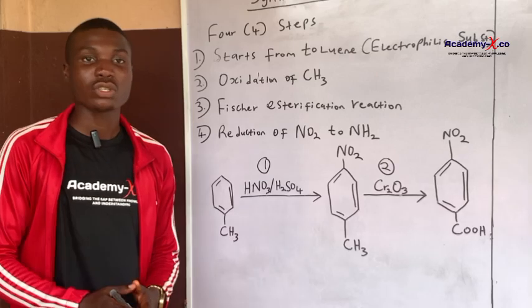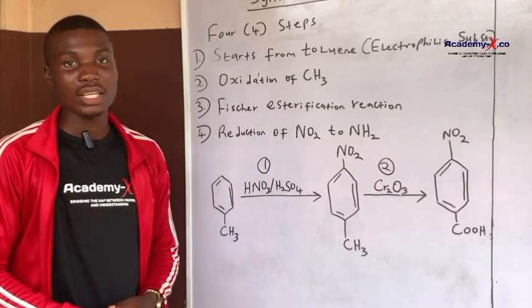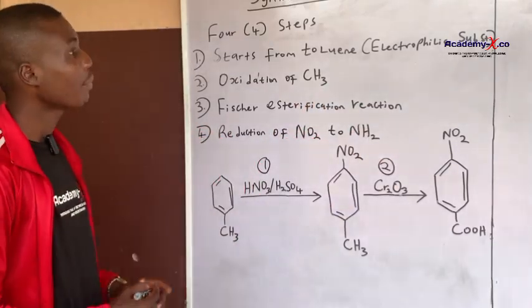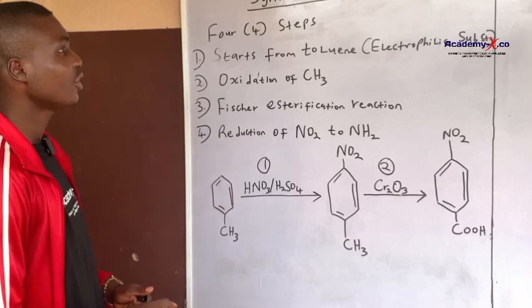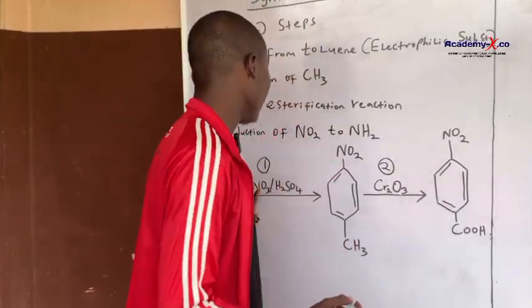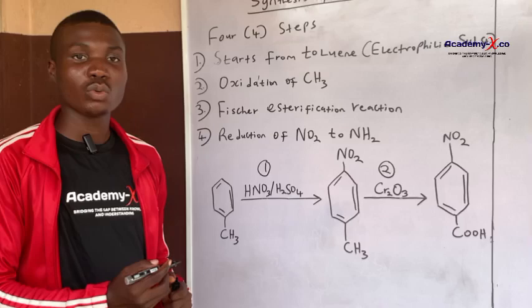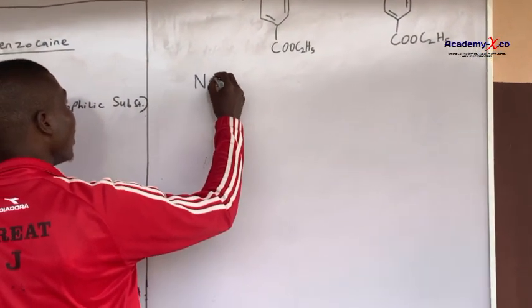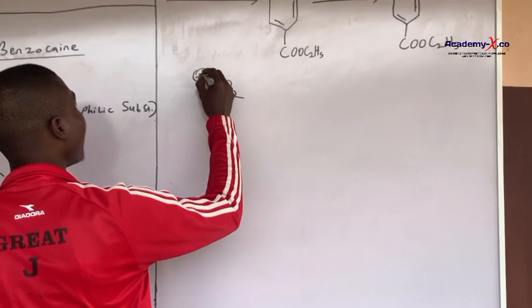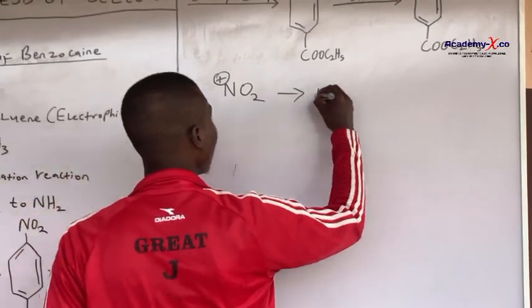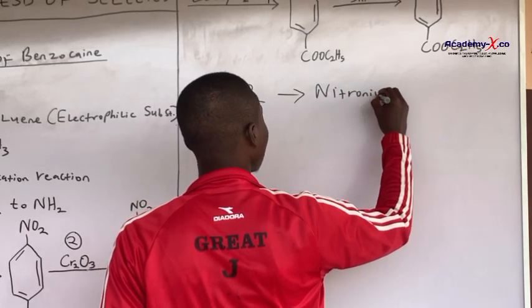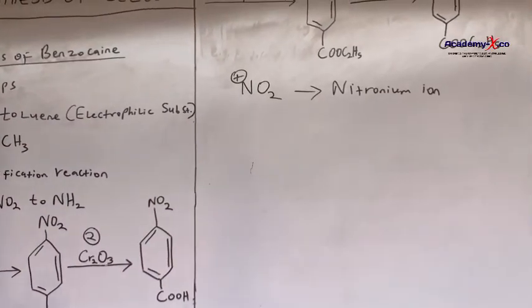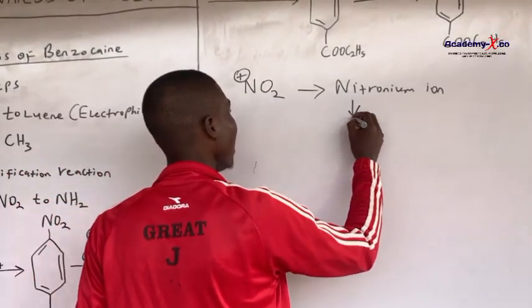So nitric acid and sulfuric acid are added to toluene, and the idea of adding them is for us to have an electrophilic substitution. This is what happens here. The nitric acid is protonated to form a nitronium ion, and this nitronium ion is the electrophile.